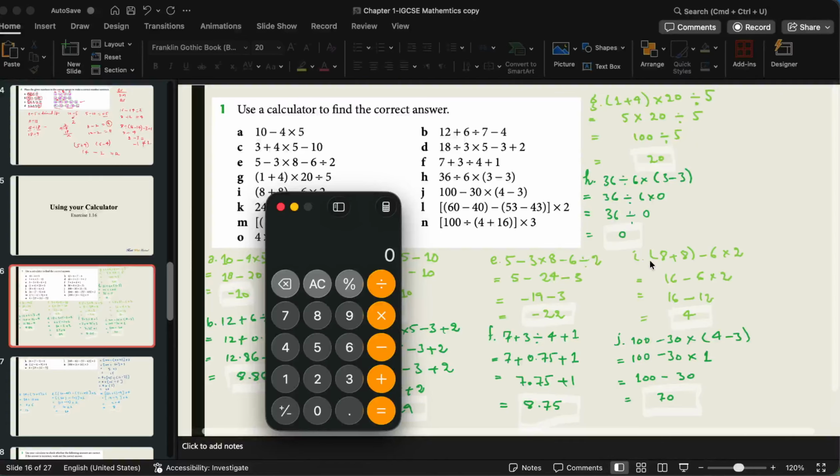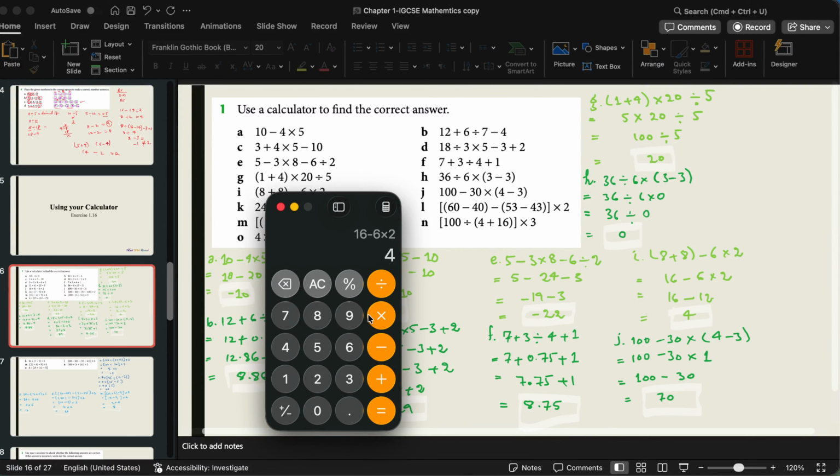Next we have 8 plus 8 in the brackets, and then minus 6 multiplied by 2. So we will be solving the brackets first. 8 plus 8 is equal to 16. So the expression becomes 16 minus 6 multiplied by 2, and we get 4 as the answer.